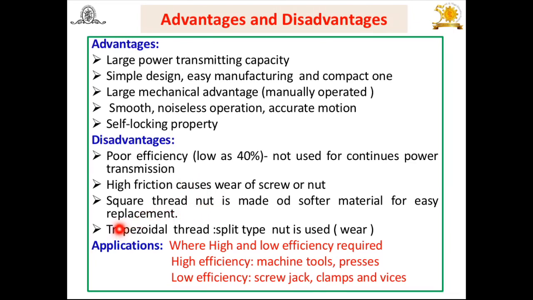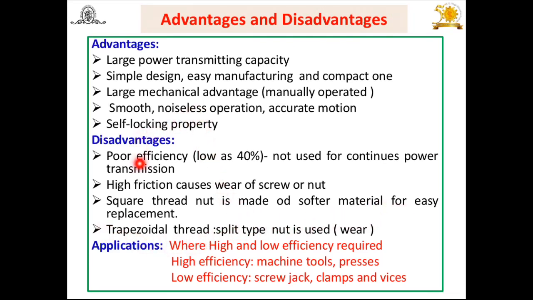To avoid this wear, in the case of the lathe with trapezoidal threads, a split nut is used to minimize the wear. That means some provisions are made to prevent or reduce the wear, but wear is a disadvantage of the power screw. Try to understand. Then the applications where these power screws are used.